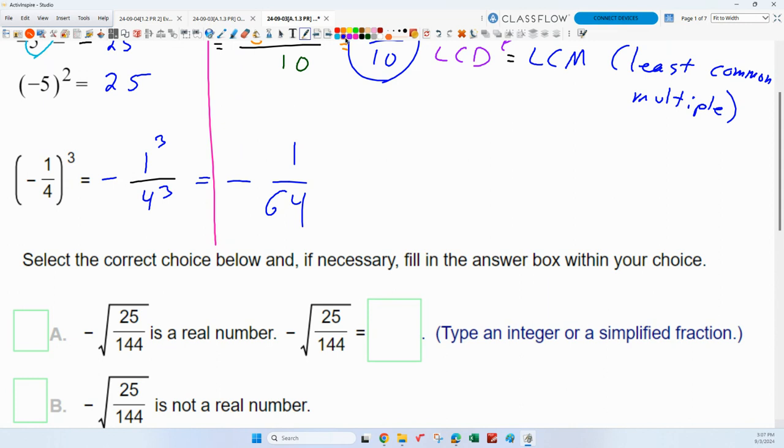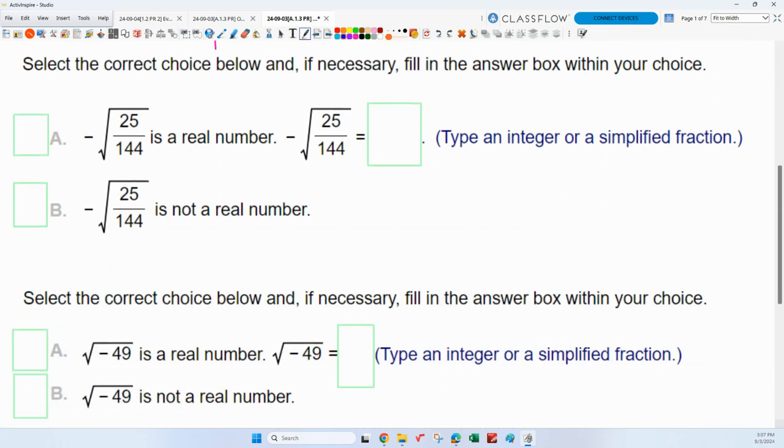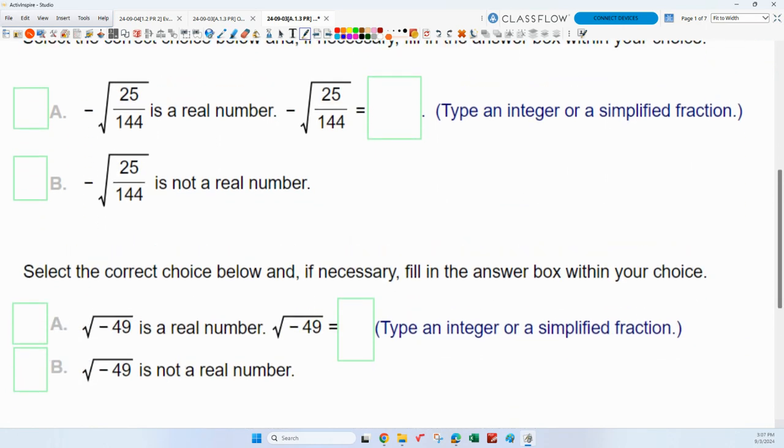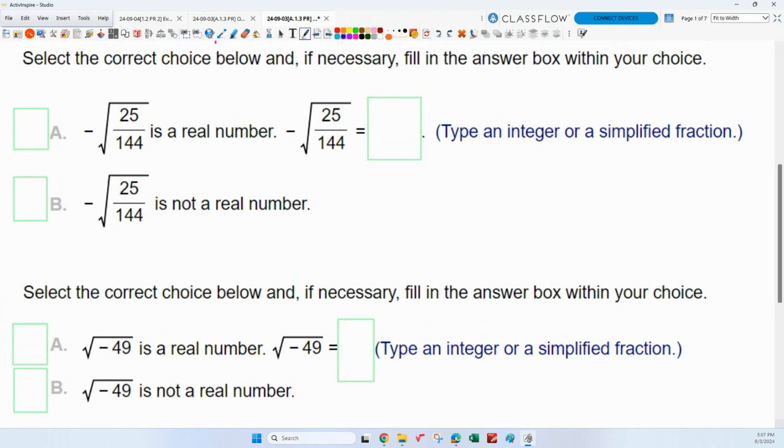Okay. All right, how about moving on down here? These are just some problems that you'll see stuff like this on the assignment. Select the correct choice, and if necessary, fill in the blank. Okay, so first of all, which row is going to be true, A or B? Vote with your fingers. 1 for A, 2 for B.